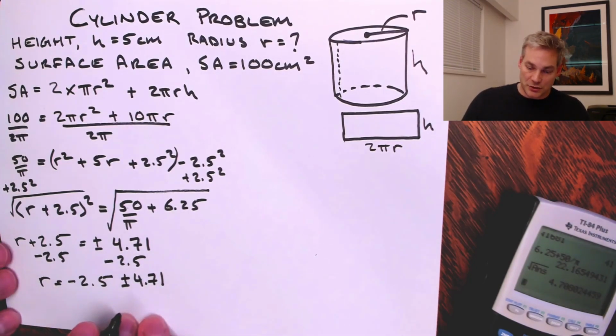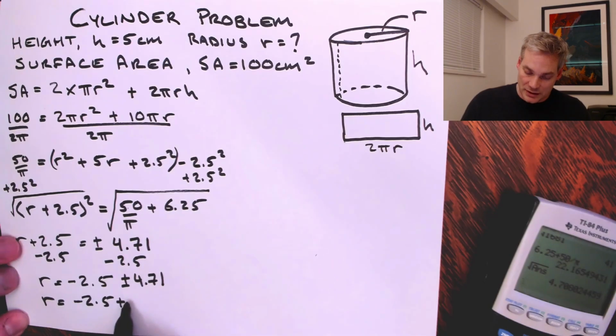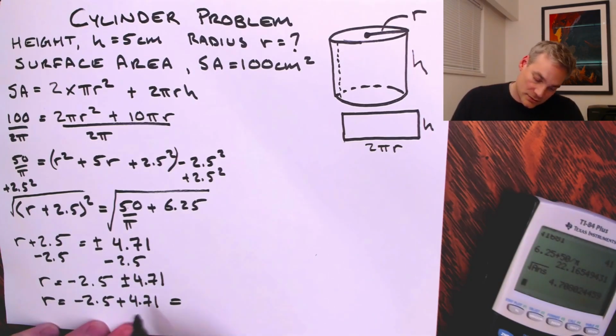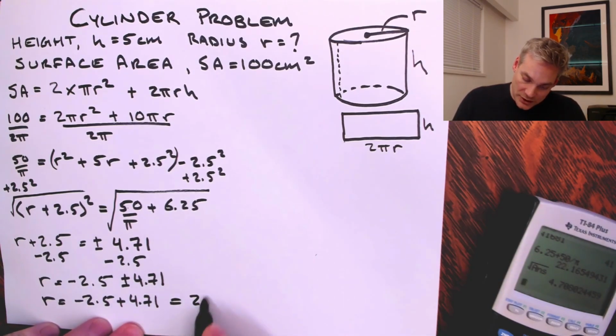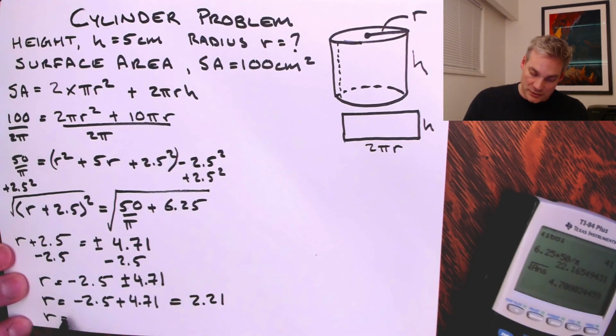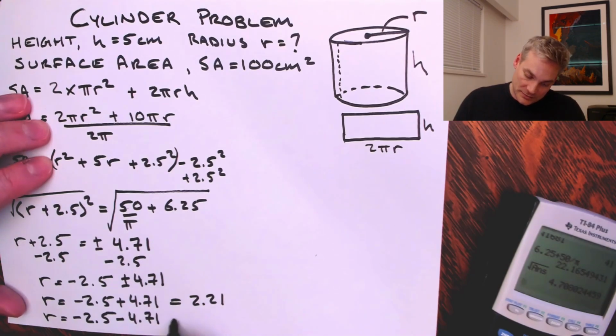So that gives me two possible r answers. I have r equals negative 2.5 plus 4.71, and that equals 2.21, or I have r equals minus 2.5 minus 4.71, and that's 6.